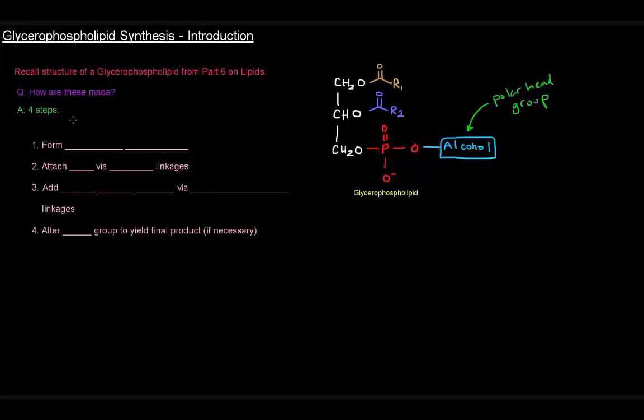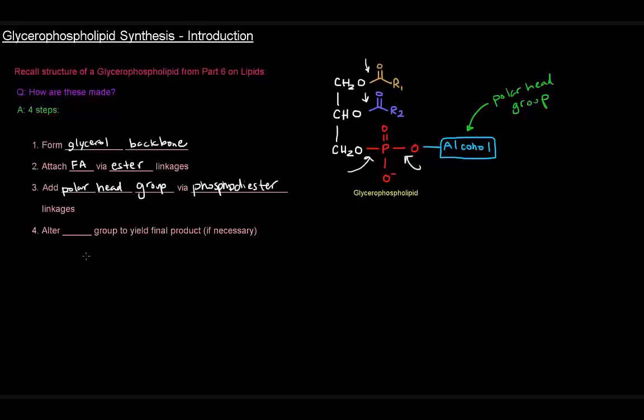There are 4 steps. The first thing that we do is we form the glycerol backbone, similar to what we did with the triglycerides. The second thing we do is we're going to attach these fatty acyl groups via those ester linkages. Right, these ester linkages here. And then what we're going to do is we're going to add the polar head group via phosphodiester linkages, right there and right there.